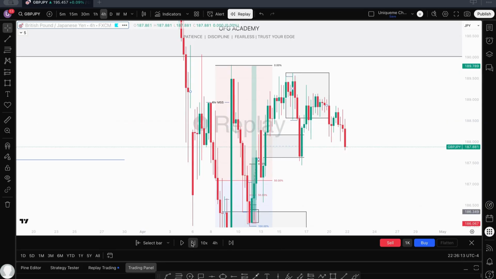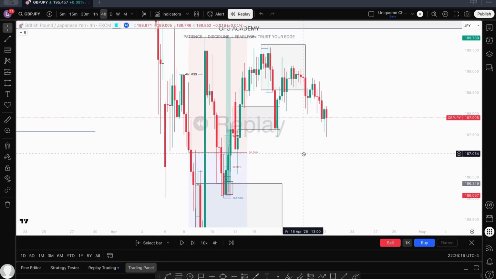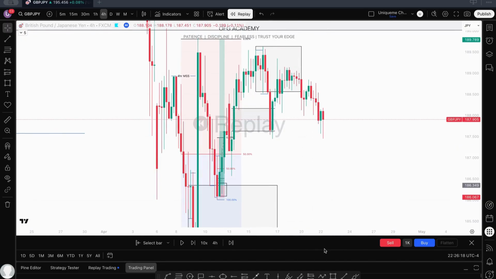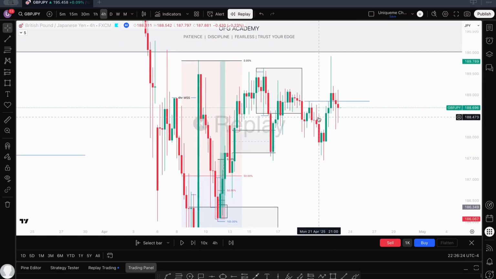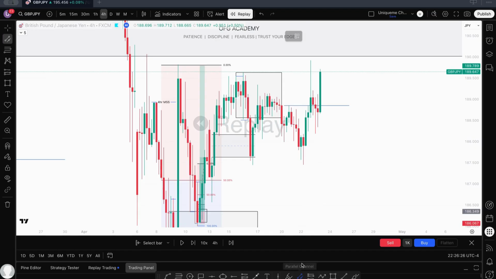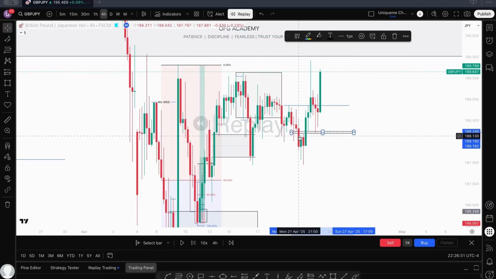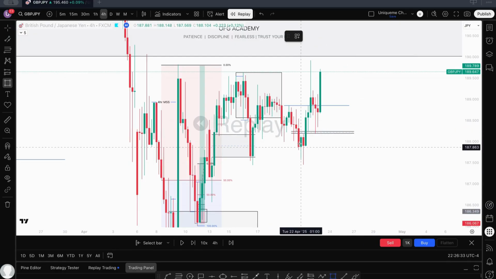This is based on using ICT. I'm waiting for this whole zone, this area here, to be swept for me to know that my buy continues. And you can see it swept my buy, came into the fair value gap here. I'll even call it a balanced price range.